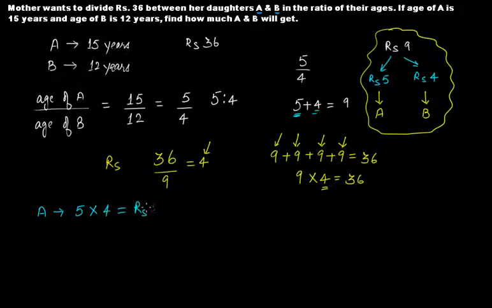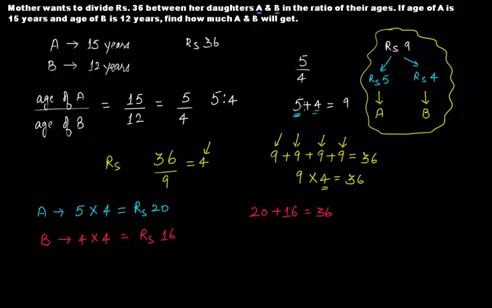That is rupees 20. What about B? If mother has rupees 9, for 1 nine, B will get rupees 4. But here in total we have 4 such 9s: 1, 2, 3 and 4. So if in 1 nine we have 4, then in total 4 nines will have 4 times 4. That is rupees 16. And if you add it, 20 plus 16, you'll get 36.